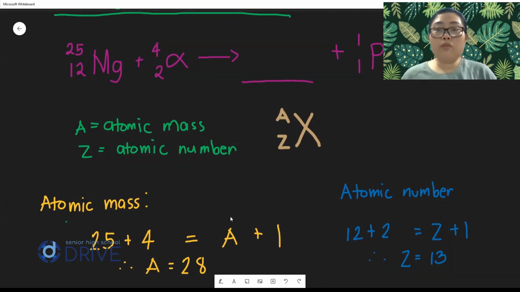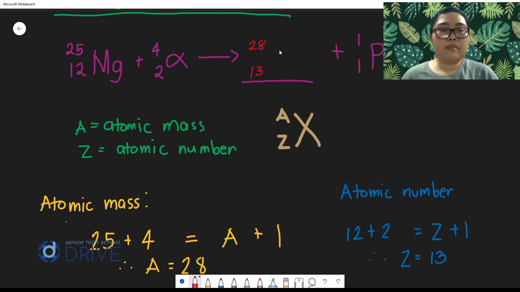And you just need to look for element number 13 in the periodic table. So the answer is aluminum. Okay? So that's how you balance nuclear reactions. Thank you.